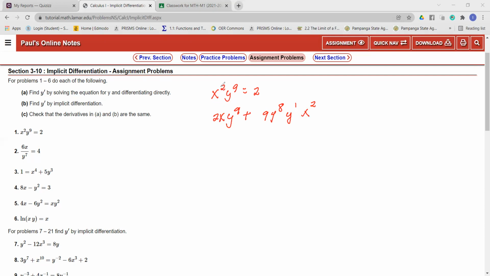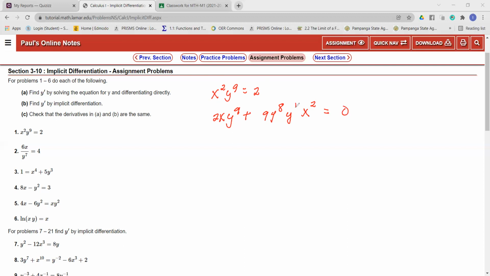So again, ulitin natin: derivative of the first, that will become 2x. Let's copy this one times the second, that's y to the 9, plus derivative naman ng second, y to the 9, ang derivative niya ay 9y to the 8 by the power rule. Kaya lang, since we are getting the derivative with respect to x, that becomes y prime, times the first factor, which is x squared. Okay? And then this is equal to 0, kasi nga, ang derivative ng constant na 2 ay 0.